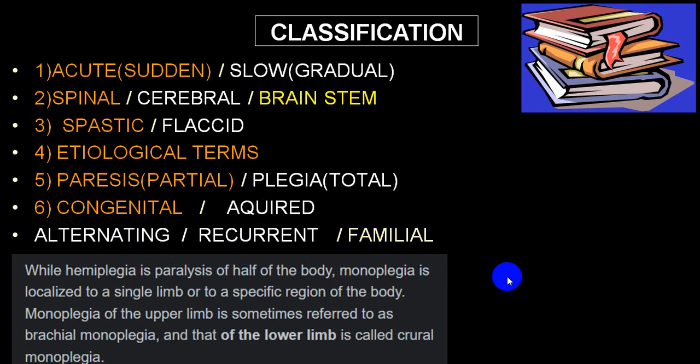Now, there are a few terms which we'll be coming across in this particular hemiplegia chapter. So, hemiplegia is half of the body. But when you get only one limb, say only one upper limb involved, we'll always use the word monoplegia. And being supplied by the brachial plexus, a good number of times we use the word brachial monoplegia. And if the lower limb is involved, we call it crural monoplegia. So these are the two common words which are being utilized.